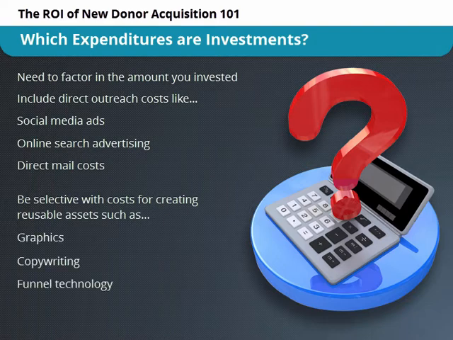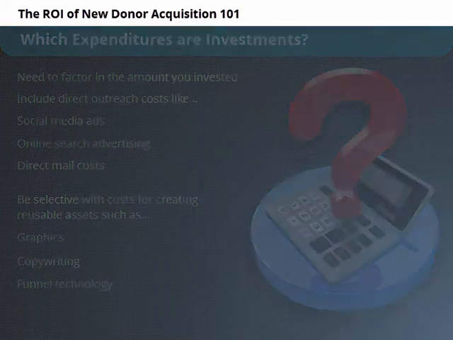Because your organization may be able to find additional uses for these assets in other campaigns, these are investments that often have ongoing value. Including all of these costs in your launch campaign won't provide a true picture of your cost for acquiring new donors.